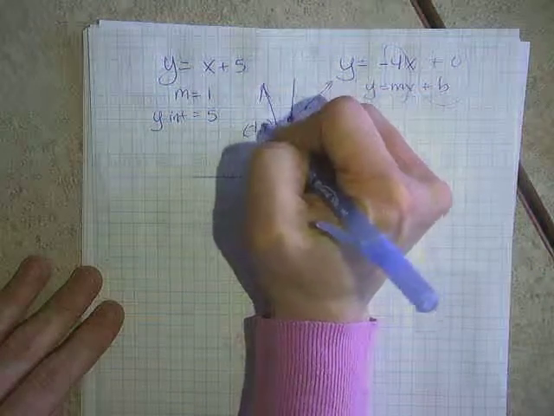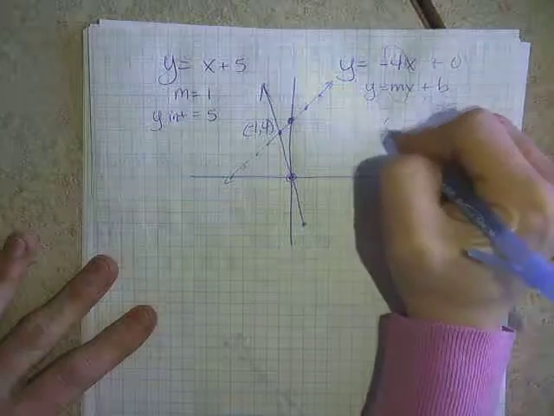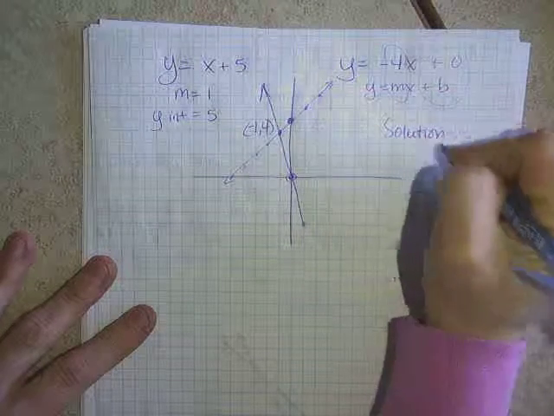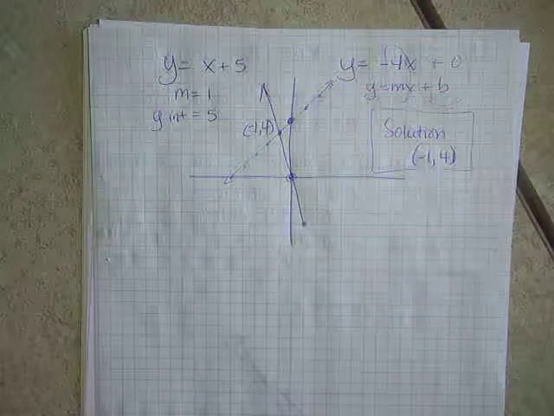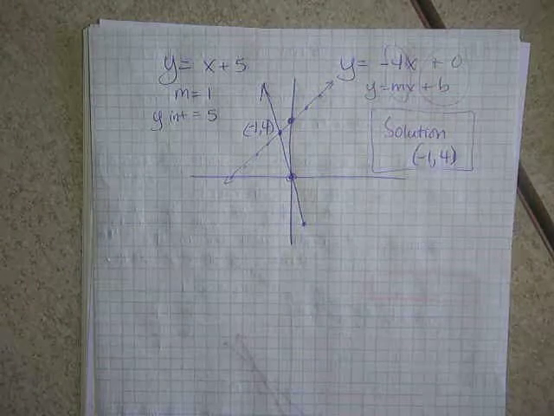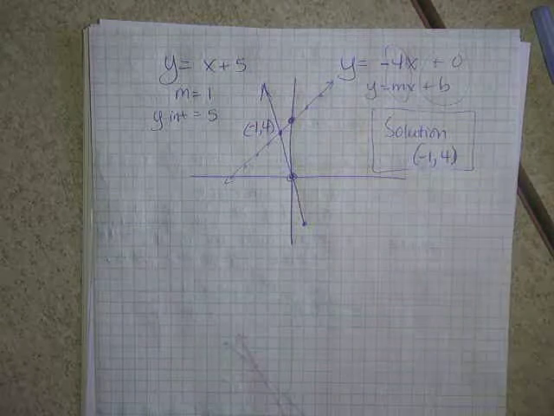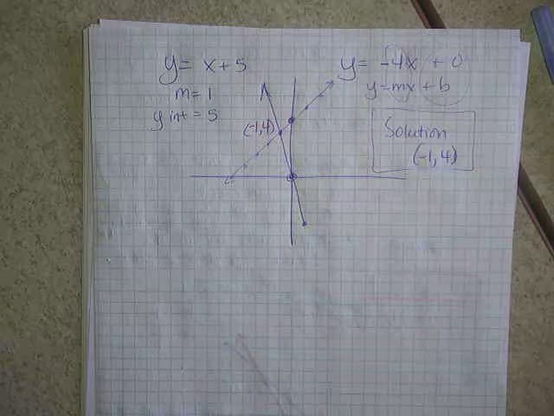What's the name of that ordered pair? From the origin, I walk first, and then I fly. So it'd be -1, 4. Okay, so my solution is -1, 4.